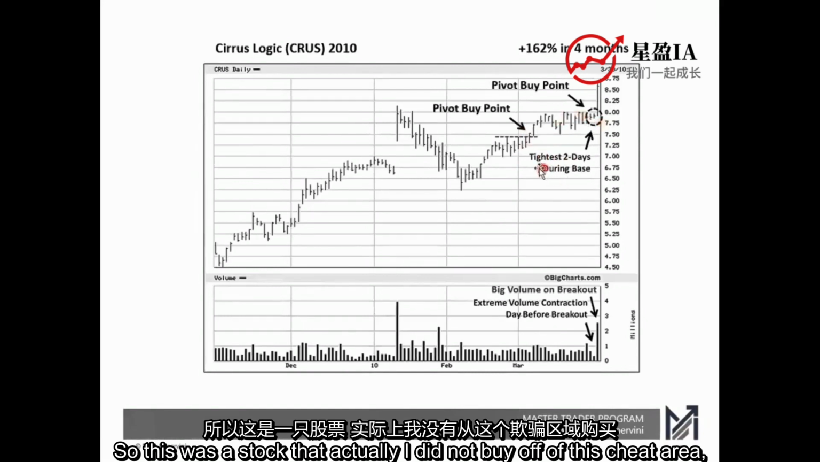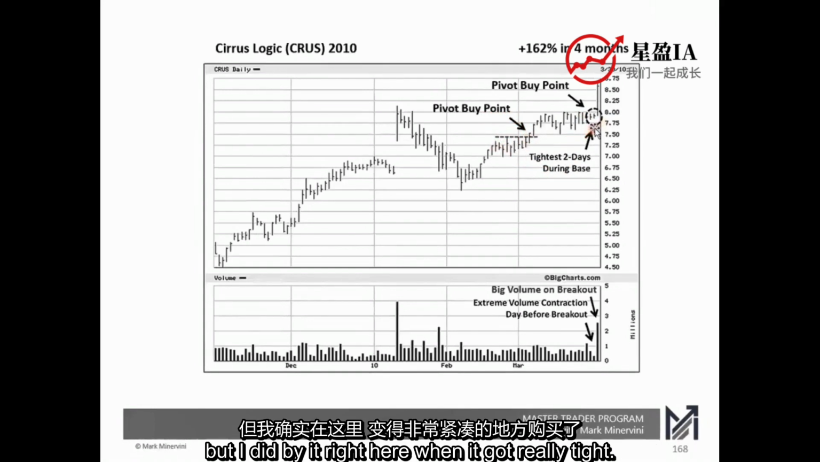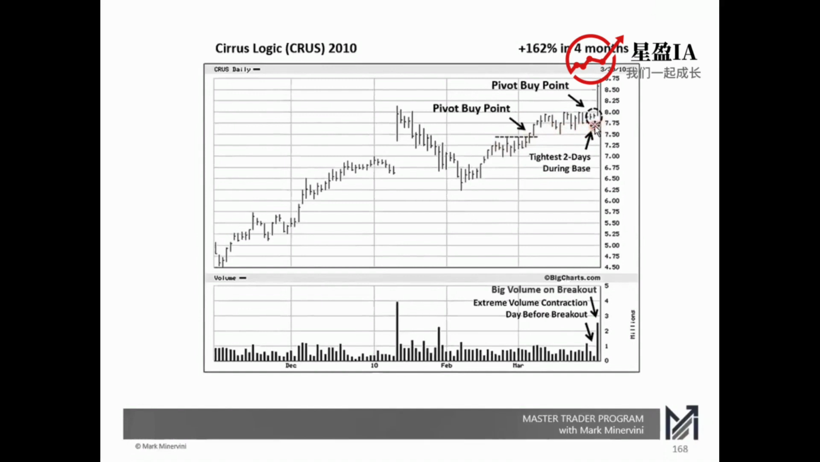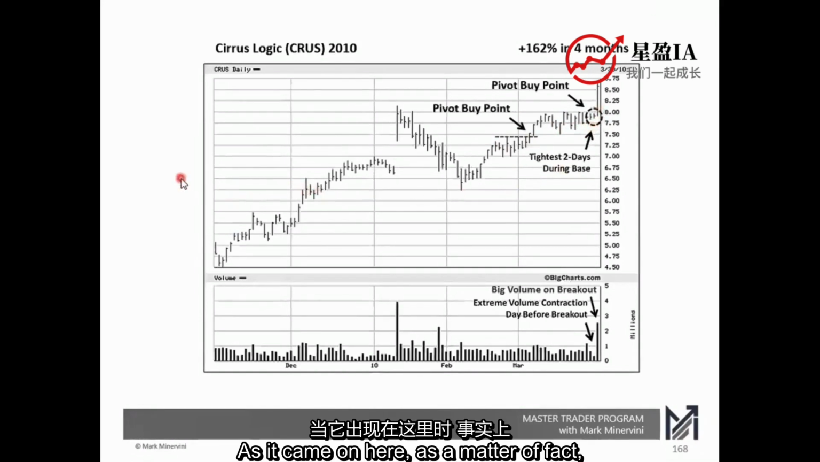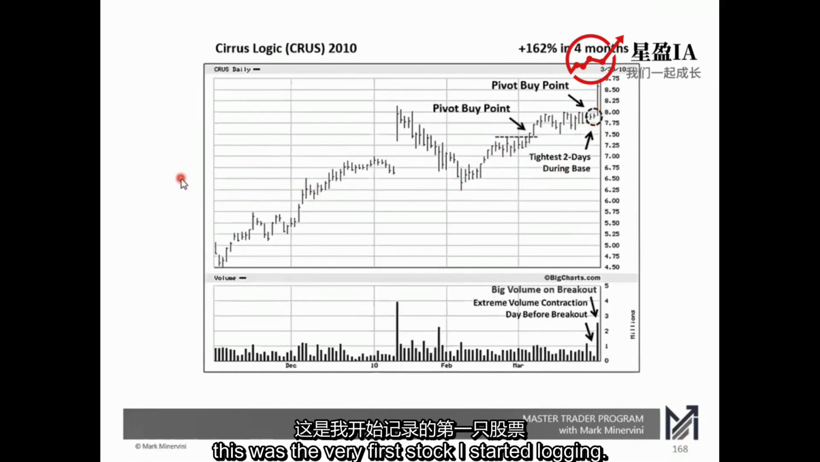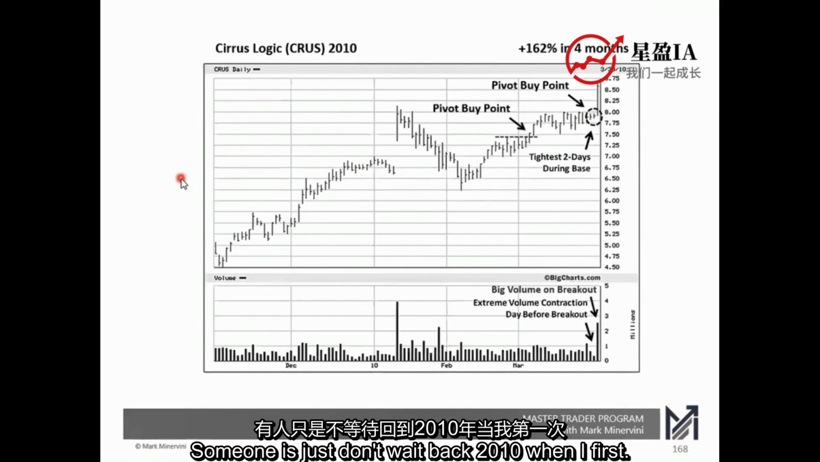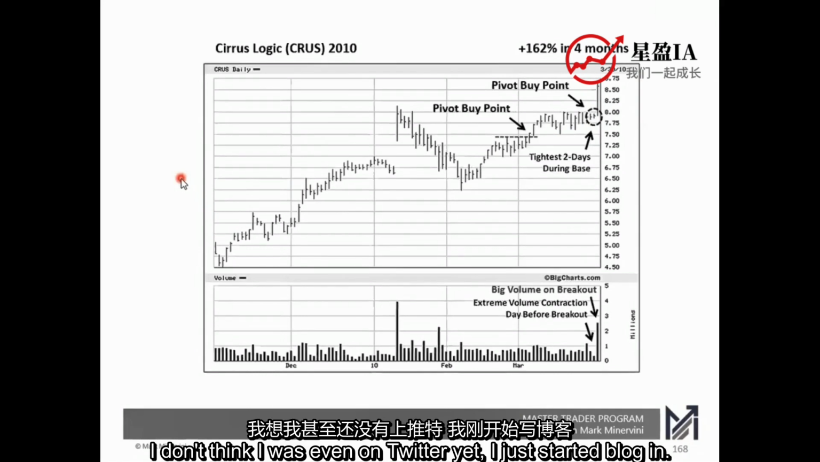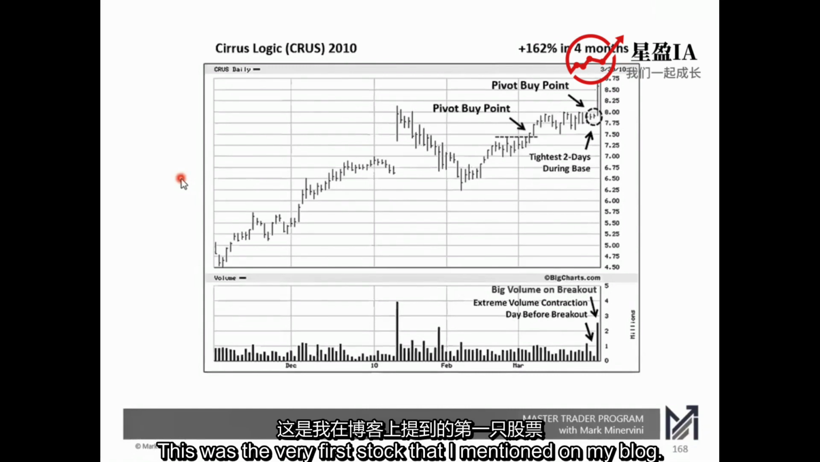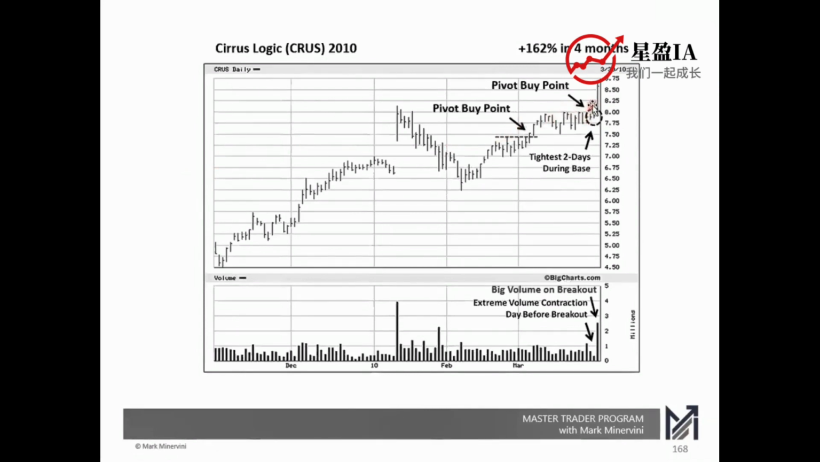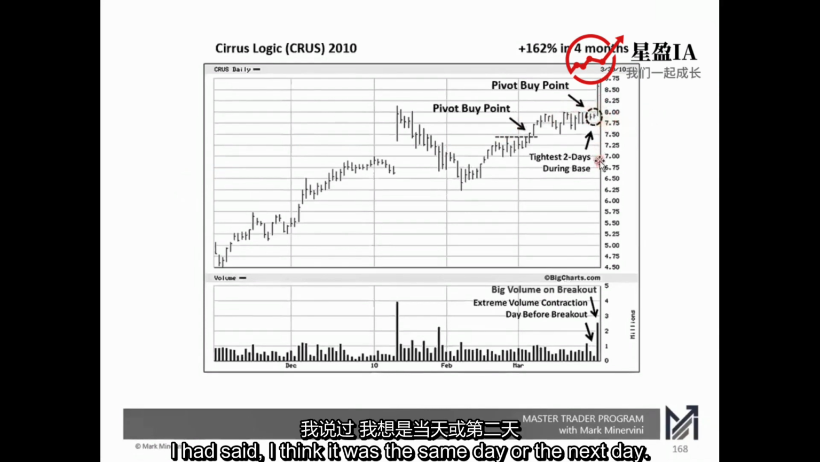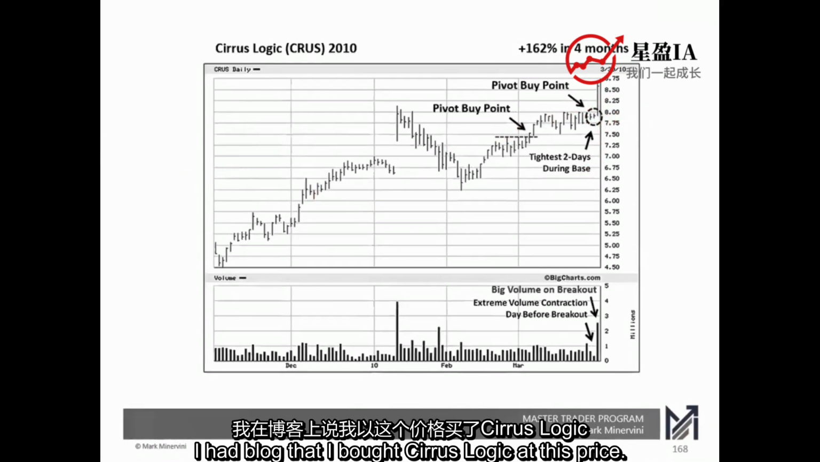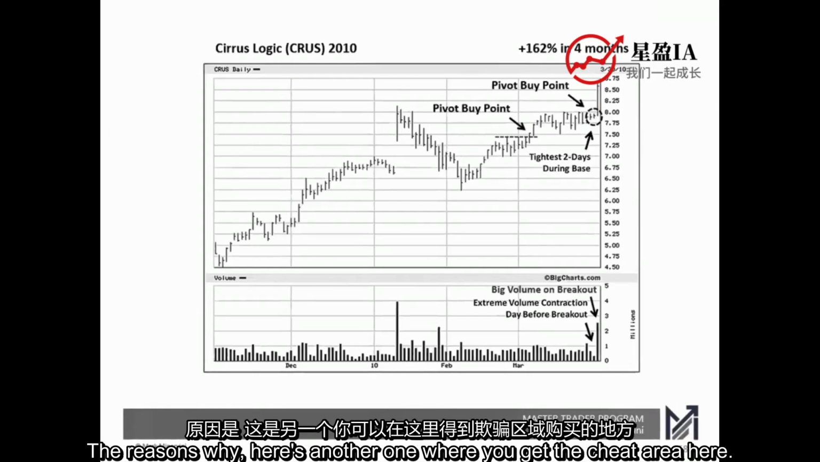So this was a stock that I did not buy off of this cheat area, but I did buy it right here when it got really, really tight. And as it came out here, as a matter of fact, this was the very first stock I started blogging. This is going way back to 2010, when I don't think I was even on Twitter yet. I just started blogging, and this was the very first stock that I mentioned on my blog. I had bought it, and I think it was the same day or the next day, I had blogged that I bought Cirrus Logic at this price and the reasons why.